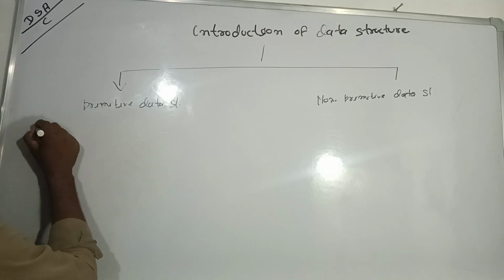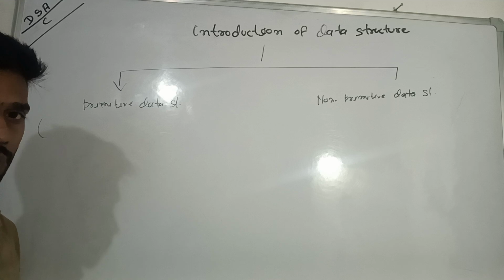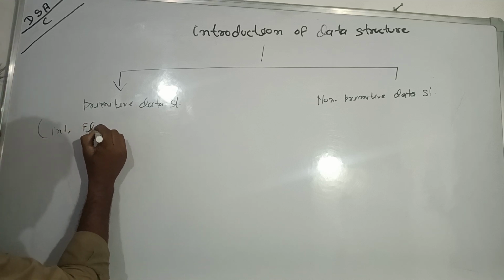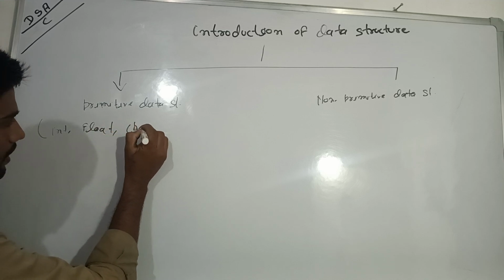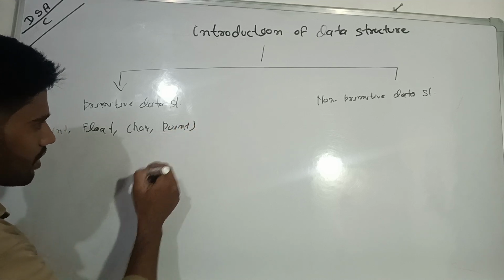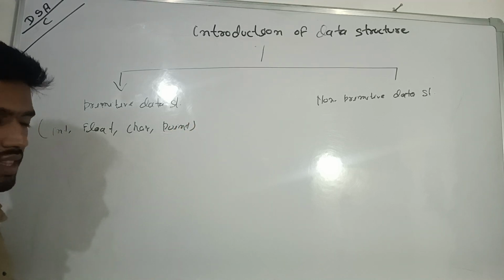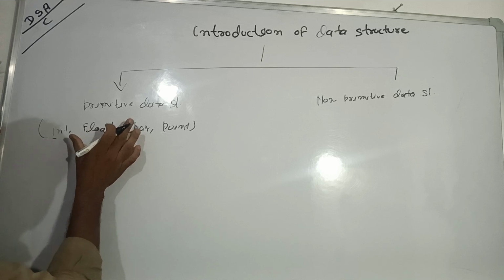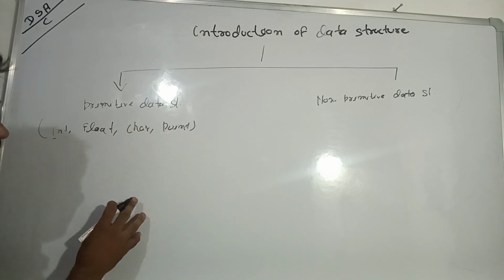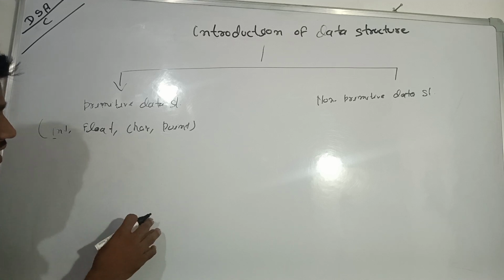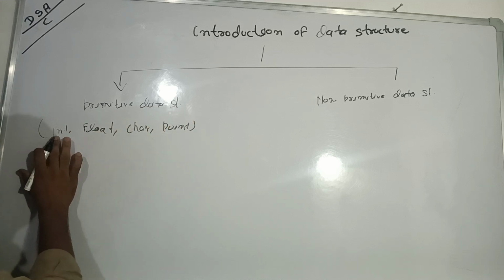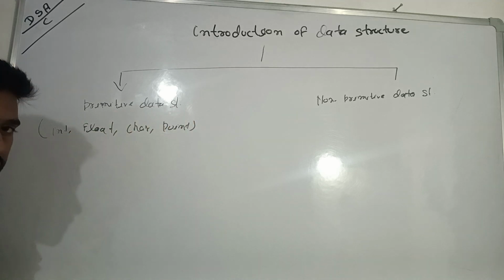In the primitive data structure we have already known int, float, char and pointer. In the next video we will discuss the primitive data structure. Basically, here is a brief introduction about all the data structure types. In the primitive data structure we will discuss int, float, char and pointer.